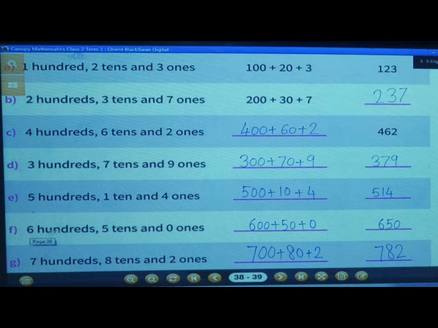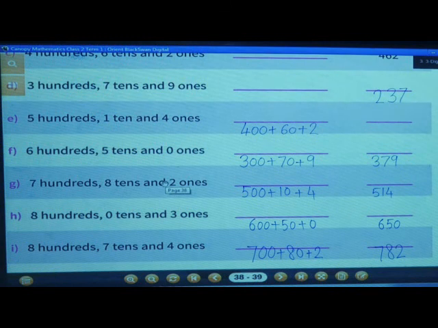Then F1, 600, 5 tens and 0 ones. So 600 plus 50 plus 0. Here there is 0 ones, so you do nothing. 0 ones plus, that is 650. Then 700, 8 tens and 2 ones. So 700 plus 80 plus 2, that is 782. Written, children? Now next.